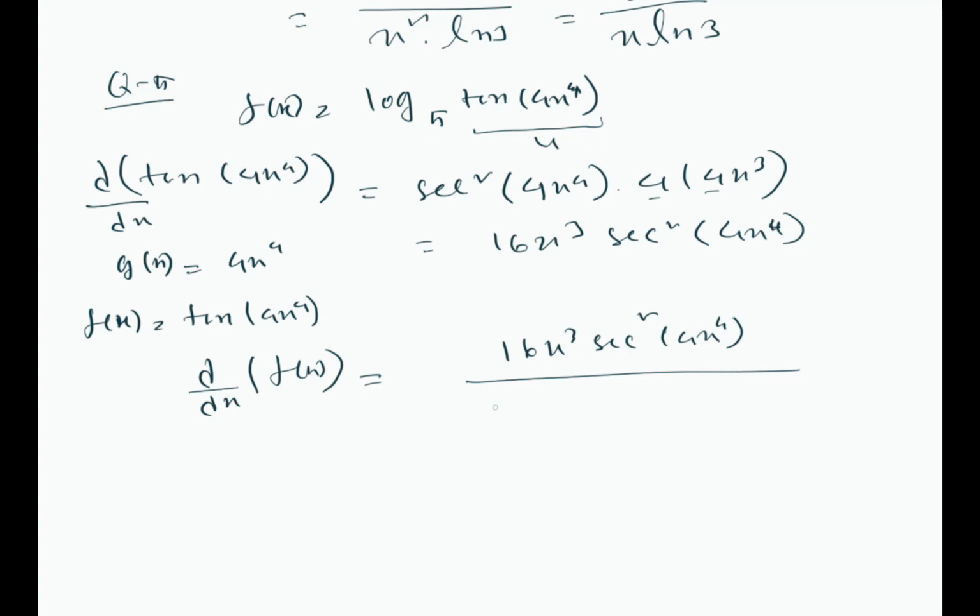what do we need to write? So first u, what was u? This was tan of 4x to the power 4, right? Then we need to write ln of a. What was a? This was 5. So this is the answer for this question, and yeah, everything is fine.